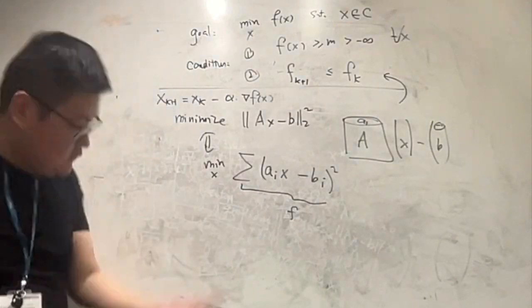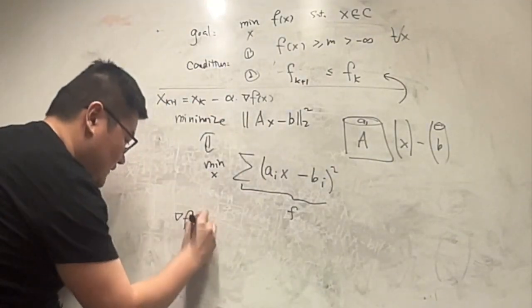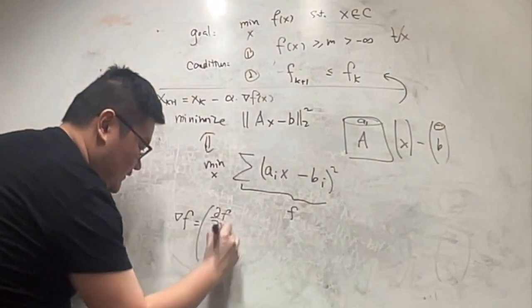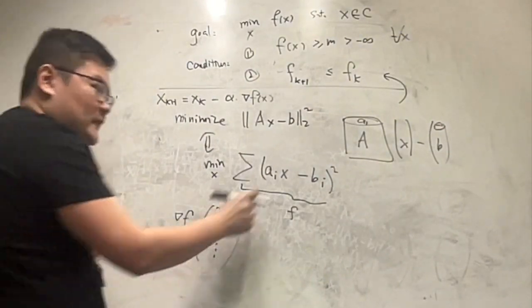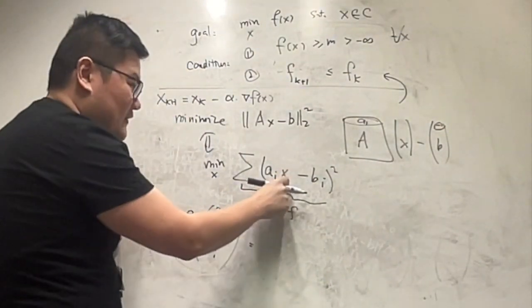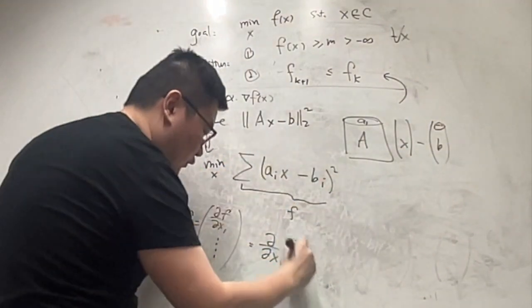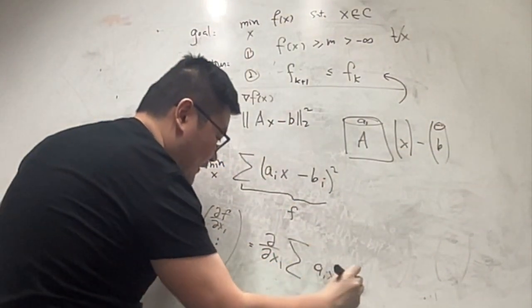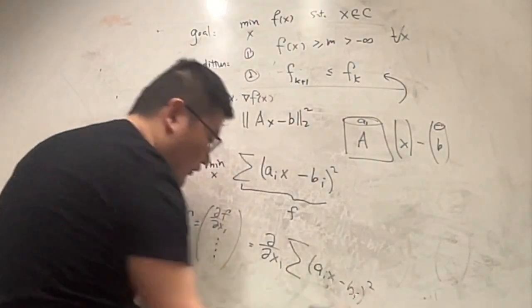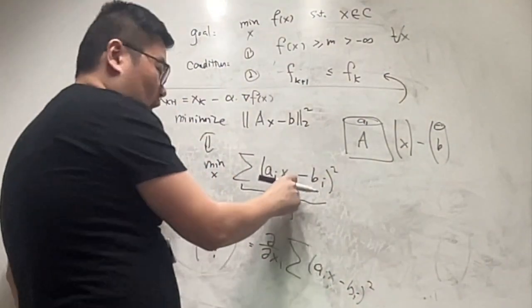So what I'm going to do is this. What is this? It will be the partial derivative with respect to x1 and so on, right? Then let's look at the partial derivative of the first guy. The partial derivative of the first guy will be the partial derivative of this whole thing, (a_i x minus b_i) squared, only on x1.